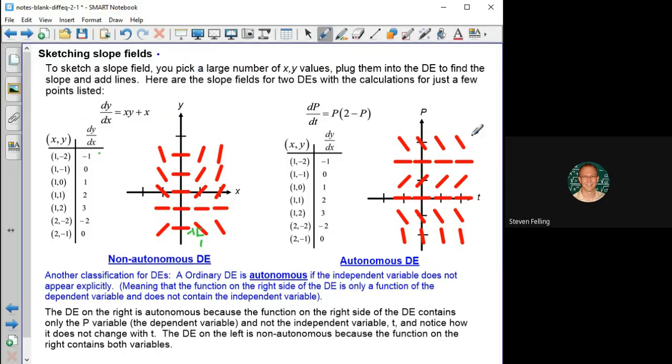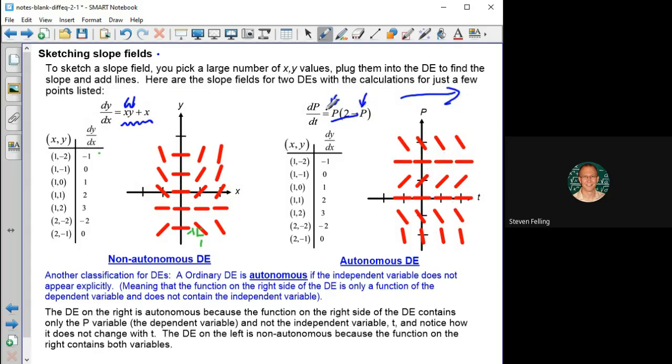And what's unique about this is that as you move in the t direction, the independent variable direction, there's no change in the slopes. The slopes are constant for all t. I mean, it depends on p, right? But it doesn't depend on t. It depends on the y variable, but not on the x variable. This one seems to depend on both, and the reason is because this function contains both the dependent and the independent variables, whereas this one contains only the dependent variable and no independent variable. Therefore, it doesn't depend on the independent variable.